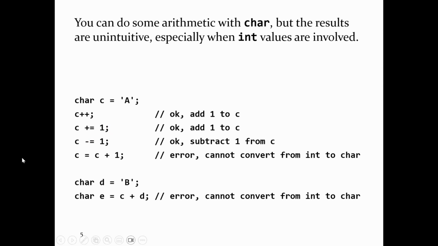Minus equals is C. Conceptually, what it means is C equals C minus 1. So take this value and subtract that from C and assign that to C. So that'll give you back the uppercase B.